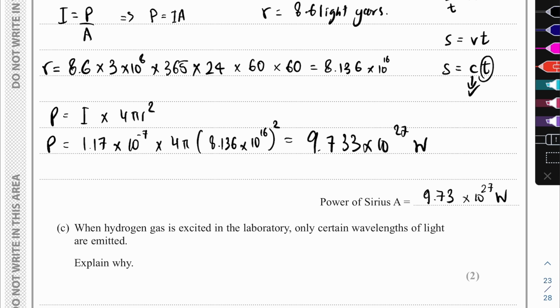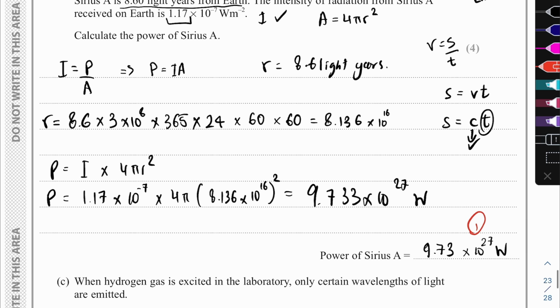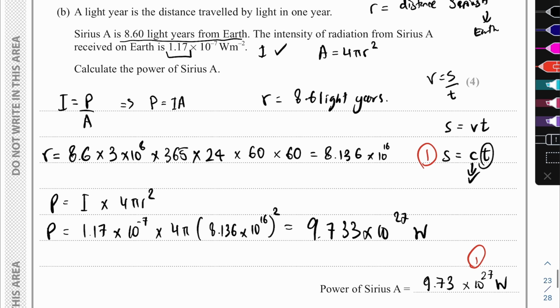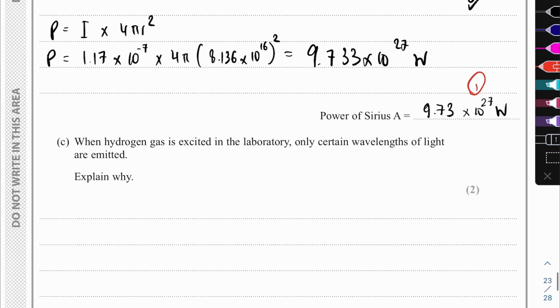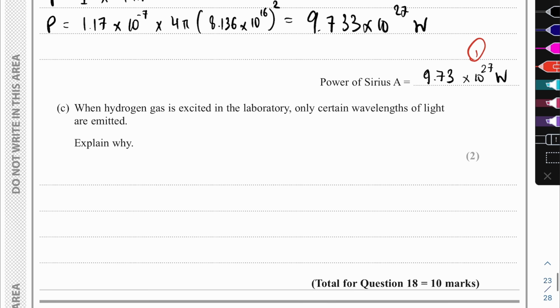So what are the marks here? 1 mark for the answer, obviously. 1 mark for calculating the distance of the light years. 1 mark for remembering that the surface area is 4 pi r squared. And 1 mark just for using the formula. So always write down the formula. Next, this is the last question, part C.